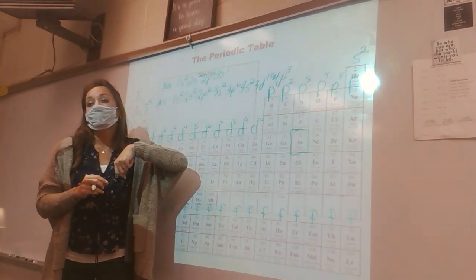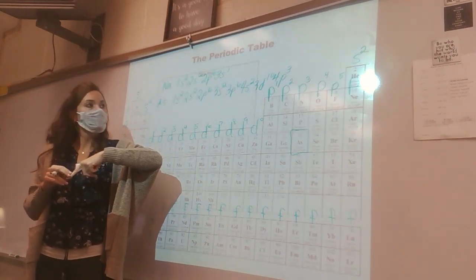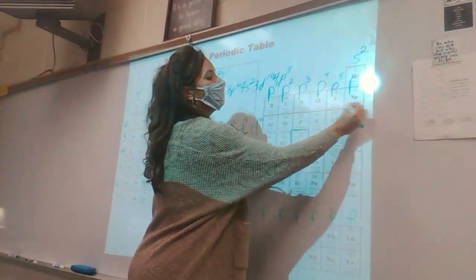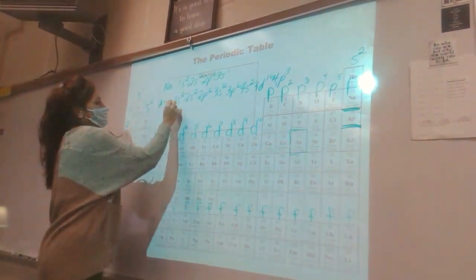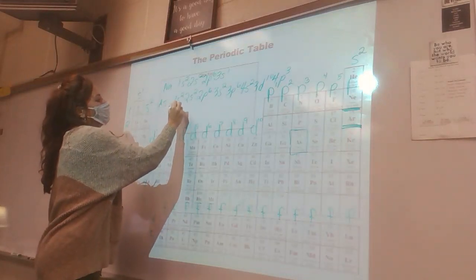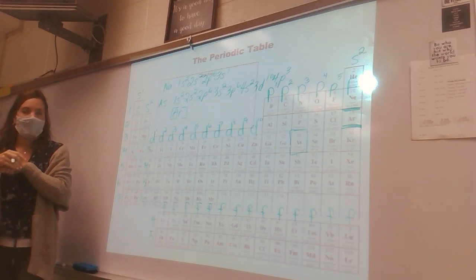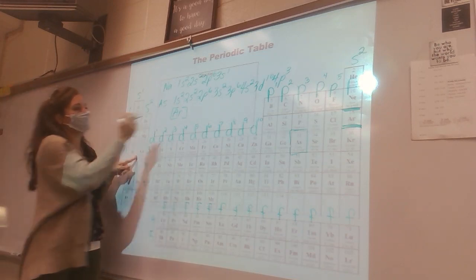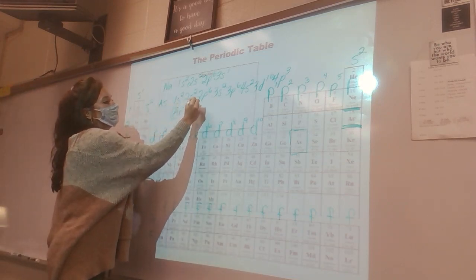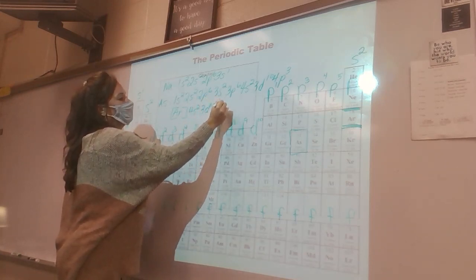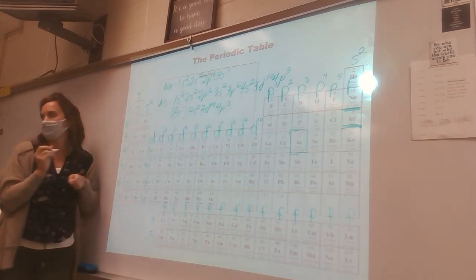You can also do a shorthand version where you put the noble gas in the row above in brackets. So argon is the noble gas in the row above. And then just do everything after argon. So argon, 4s2, 3d10, 4p3.